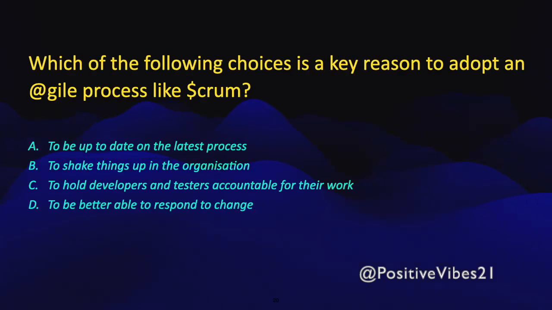Which of the following choices is a key reason to adopt an agile process like Scrum? Out of these, what is the key reason? First one is to be up to date on the latest process, to shake things up in the organization, to hold developers and testers accountable. Of course, this is funny. This cannot be the right answer. To be better able to respond to change. I think the last one is looking pretty close. Let's look at the right answer. Yeah, it's option D. Okay, let's move to the next question.